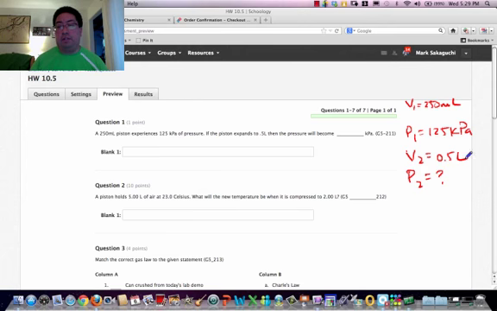Now the trick for this one is notice how the liters and milliliters aren't the same. So remember, to convert milliliters to liters, we divide by 1,000, okay? And that'll give you the number in liters.